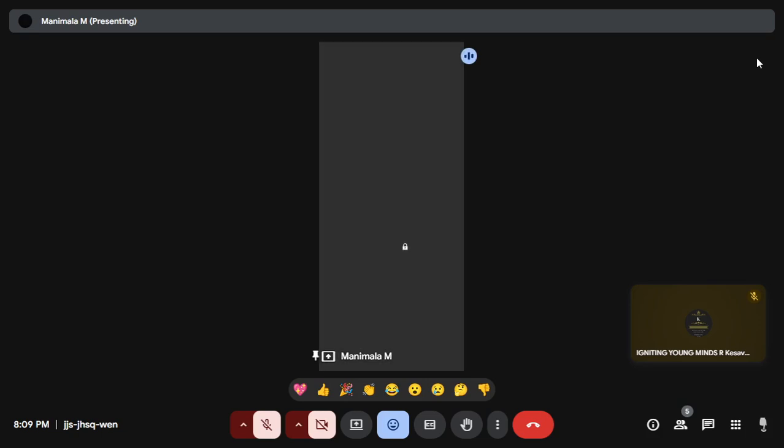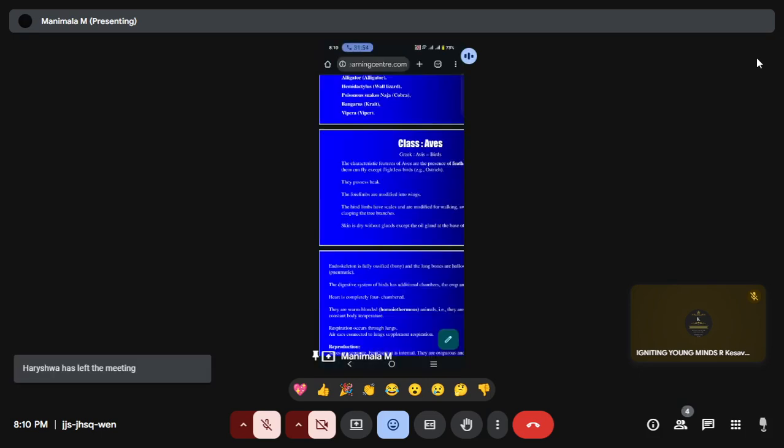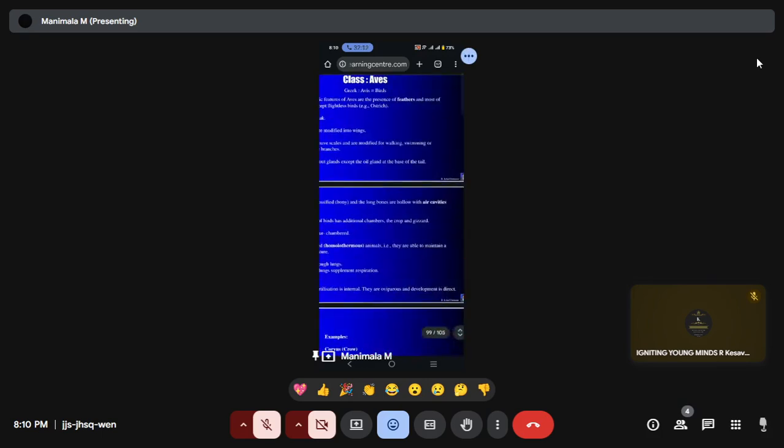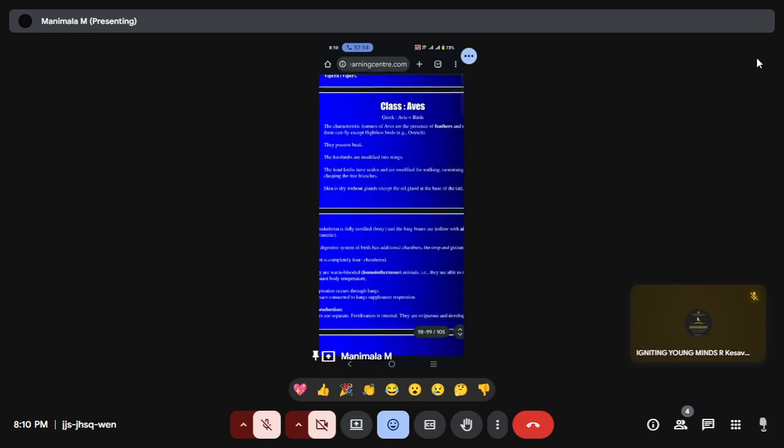And next, they are warm-blooded animals. They are homeothermous. In the beginning we discussed poikilothermous, which means cold-blooded. But now we are going to discuss homeothermous. Homeothermous means they maintain a particular body temperature, that is, they are warm-blooded animals. They maintain a constant temperature.